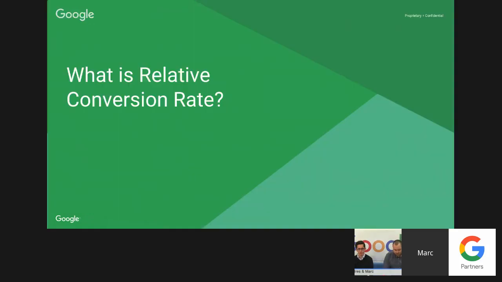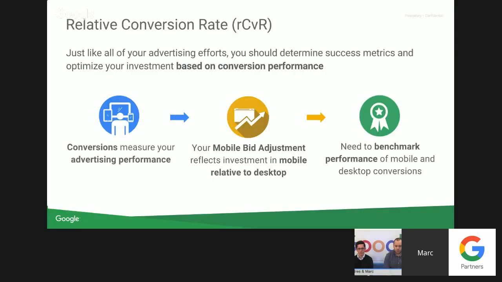Once you've set yourself up for success, you can start to apply ORCVR. And that OR, as you may or may not know, stands for relative. ORCVR is your relative conversion rate. We benchmark mobile bid adjustments against your desktop bid. So it's appropriate that we benchmark your mobile performance against that of your desktop performance. And that's what ORCVR does.